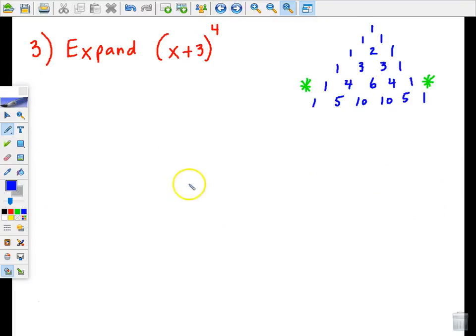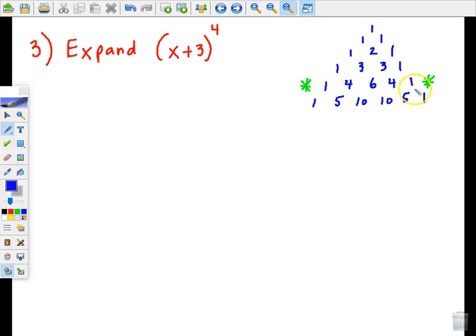Okay, let's try another one. Let's see what happens when one of these terms inside the parentheses is actually a number. Okay, so here's my triangle. You don't have to write the triangle every time. You can just write a big one that will handle the largest exponent in your assignment, and just use that one triangle. That would be okay.